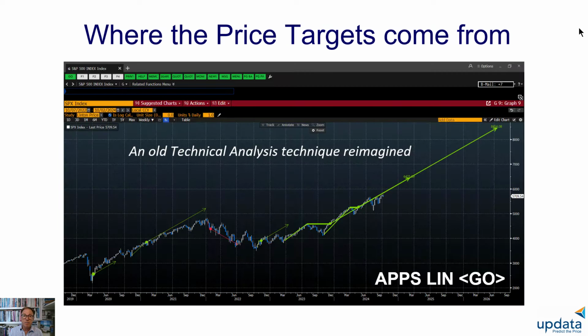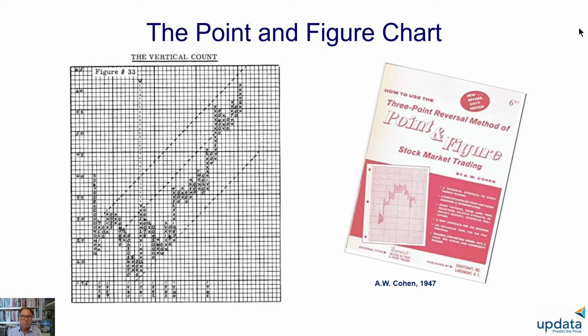So where do the targets come from? Well, as I said, it's an old technique reimagined. Apps Lin Go on your Bloomberg will take you to this function on Bloomberg, but basically these are fully automated targets. You hit that key and then you put them on.